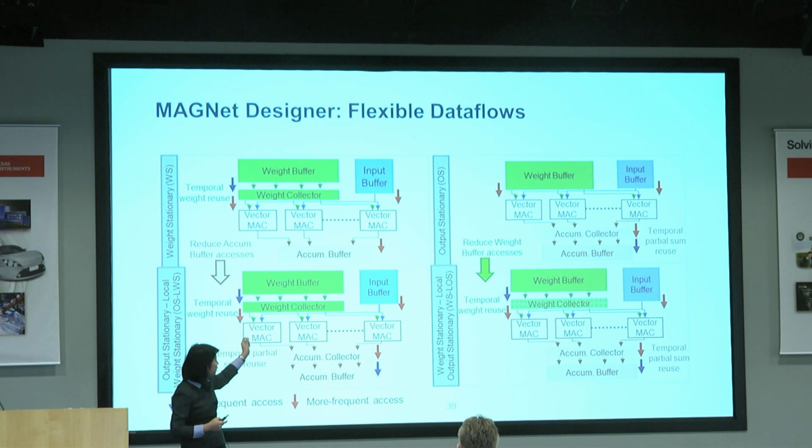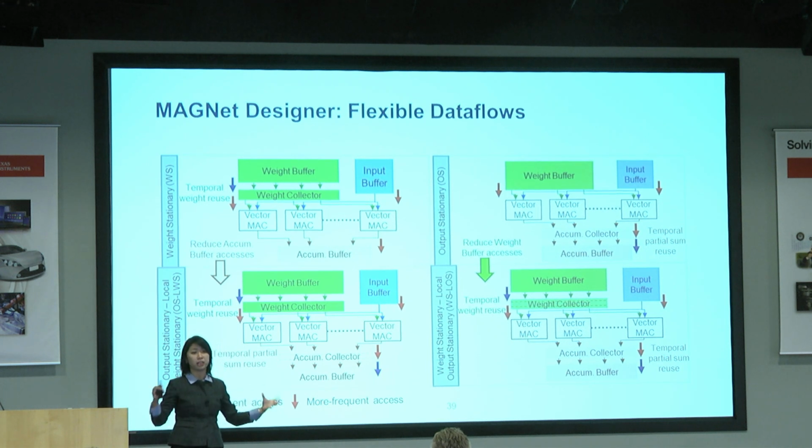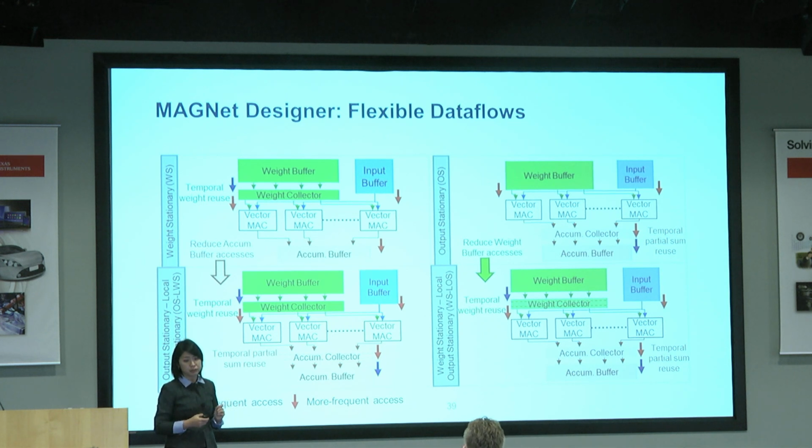On the other hand, we're trying to optimize for our accumulation, but instead of an accumulation buffer, it becomes an accumulation collector. So it's a much smaller register file. And the more frequent weight accesses go into the weight collector, which is still much cheaper because it's a smaller register file instead of a larger SRAM. In reality, we typically implement the weight collector and accumulation collector as latch arrays instead of SRAM, which is also more energy efficient.